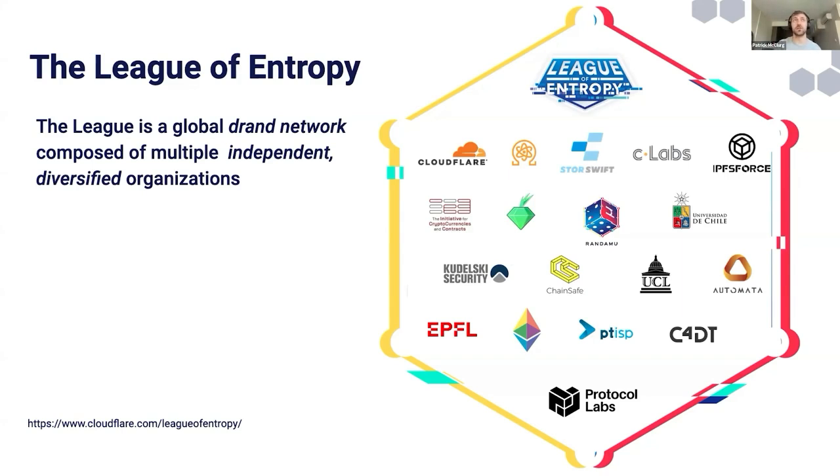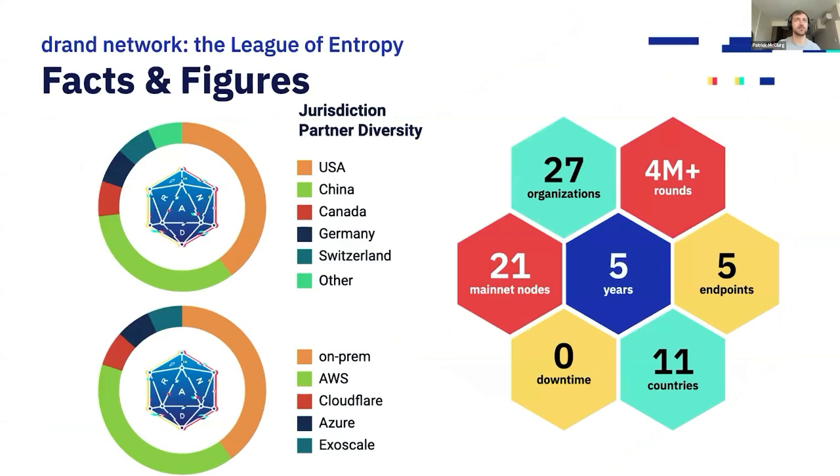So the League of Entropy was founded, in fact, by Cloudflare in 2019. And since then, it's grown quite a bit. It's now, as of very recently, 27 organizations between testnet and mainnet. In mainnet, we've got 21 nodes. We still have some to graduate from testnet, as it were. We've been running for 5 years. In fact, it's the 5-year anniversary of the League of Entropy this week. Get the party poppers ready.